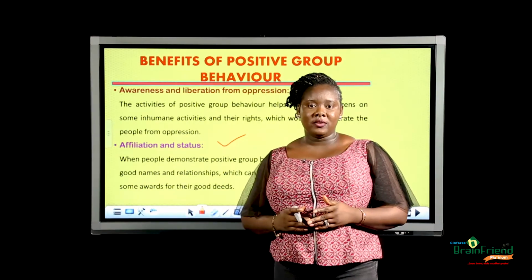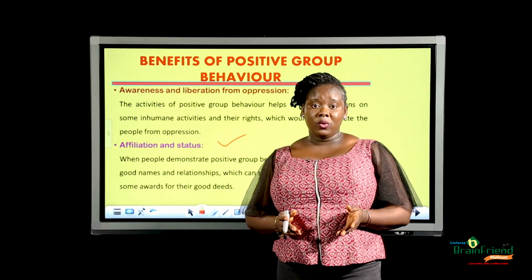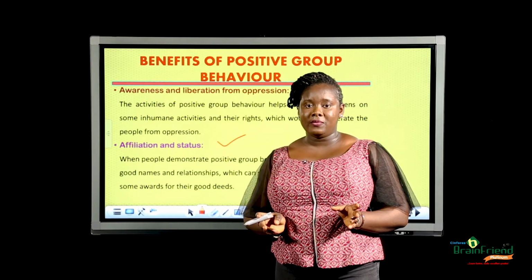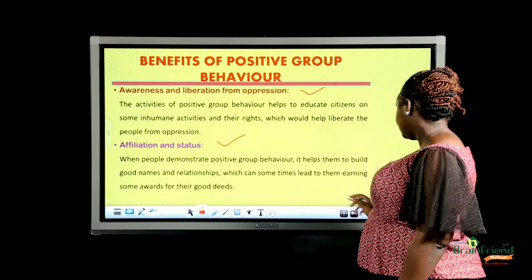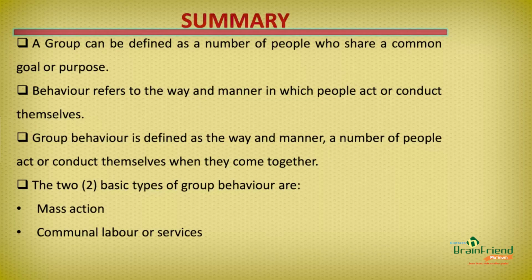We have now come to the end of this class. But before we go, let's take a quick summary on what we have learned so far. We learned that a group can be defined as a number of people who share a common goal or purpose. Also, we learned about behavior, and we said that behavior refers to the way and manner in which people act or conduct themselves. We moved on to talk about group behavior, which we defined as the way and manner a number of people act or conduct themselves when they come together.